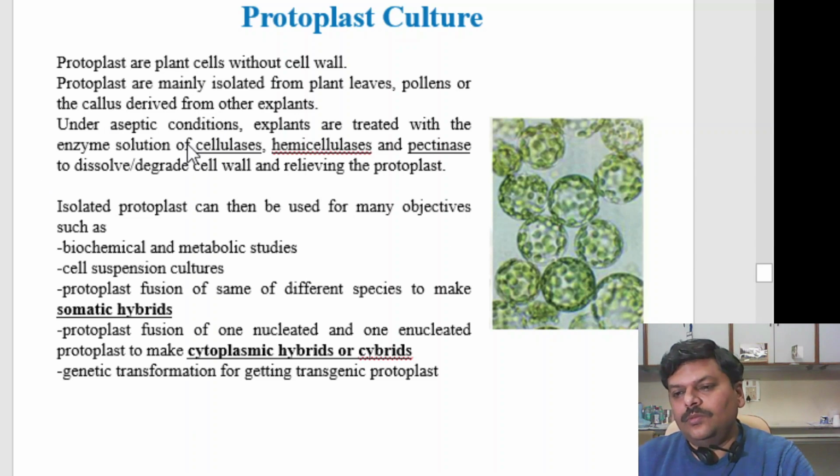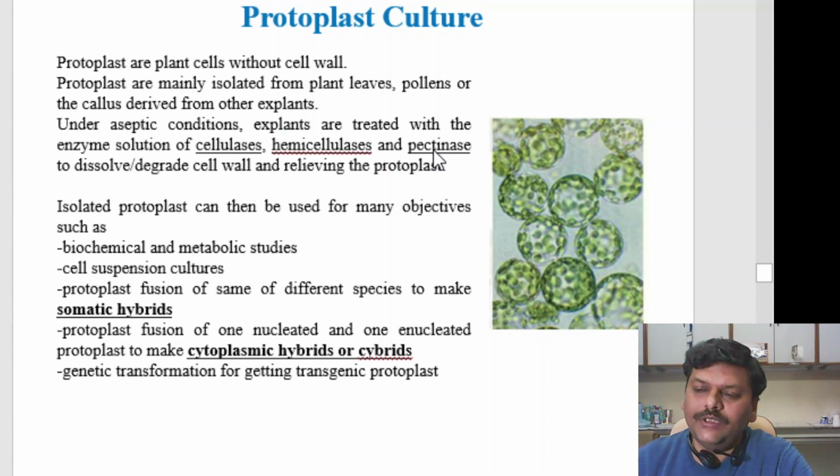To isolate protoplasts, normally green tissues and leaves are taken, chopped into small pieces, and then given a liquid medium which contains cellulases, hemicellulases, and pectinases. These are the major constituents of plant cell walls: cellulose, hemicellulose, and pectin. Cellulases degrade cellulose, hemicellulases degrade hemicellulose, and pectinases degrade pectin. When these are degraded, the cell wall collapses and the entire protoplast comes out in the medium. This protoplast can be used for many purposes such as biochemical and metabolic studies related to gene functions, and cell suspension culture.